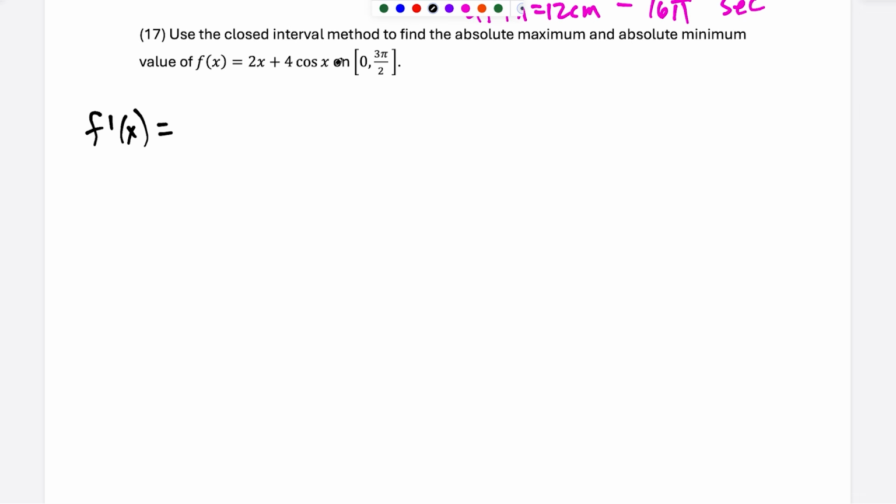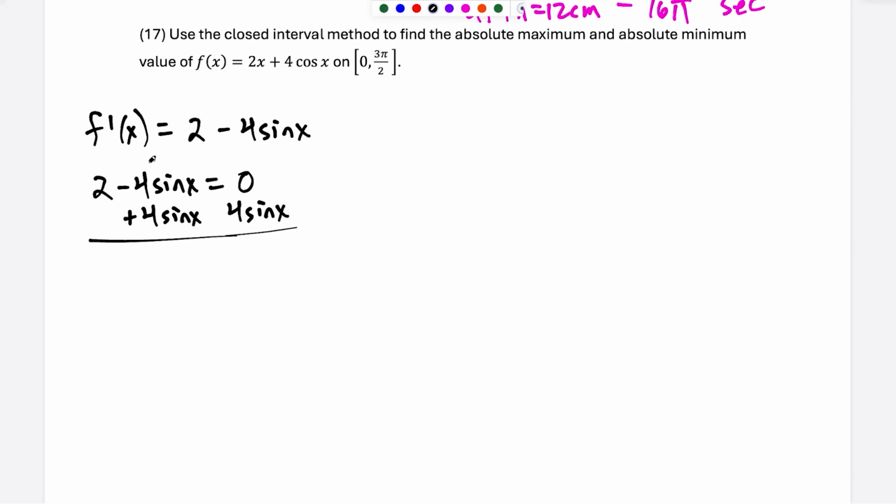So we're going to find f prime of x. The derivative of 2x is 2, and the derivative of 4 cosine x is minus 4 sine x. And what we're going to do from here is set the derivative equal to 0 and solve. So we set 2 minus 4 sine x equal to 0. Now we just have to do a little bit of algebra and trig. I'm just going to move this over, and we have 2 equals 4 sine x. Then divide both sides by 4, and you've got sine x equals a half.